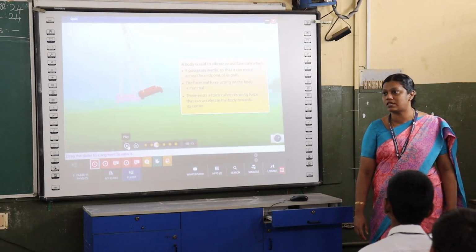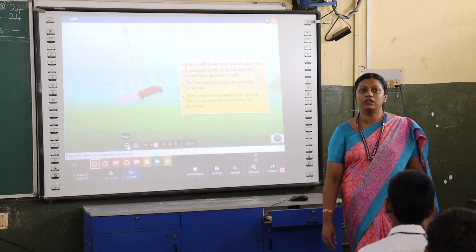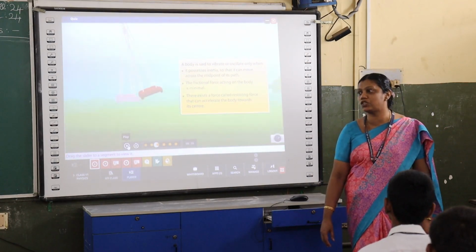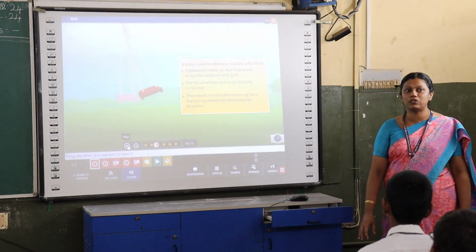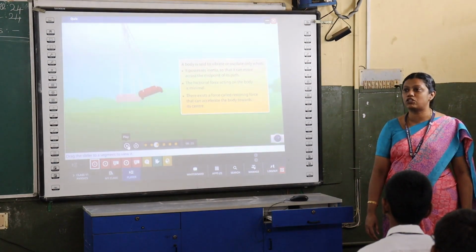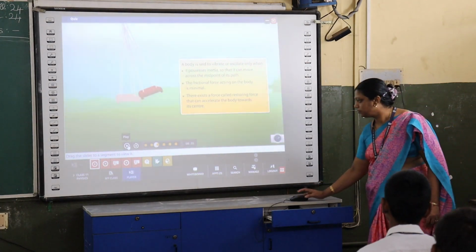At the extreme position, which force is responsible? Restoring force. So we can say that the oscillatory motion is because of these two factors. That is, at the extreme position, restoring force brings the body back to the mean position, and at the mean position, the inertia overshoots the body to move in the other direction. Right? Okay.